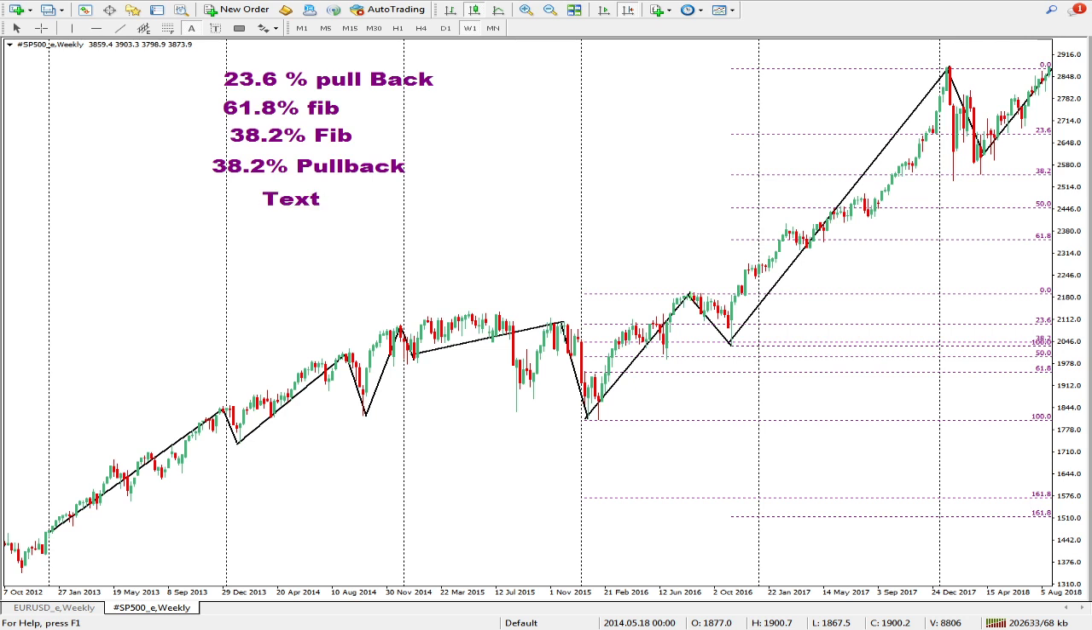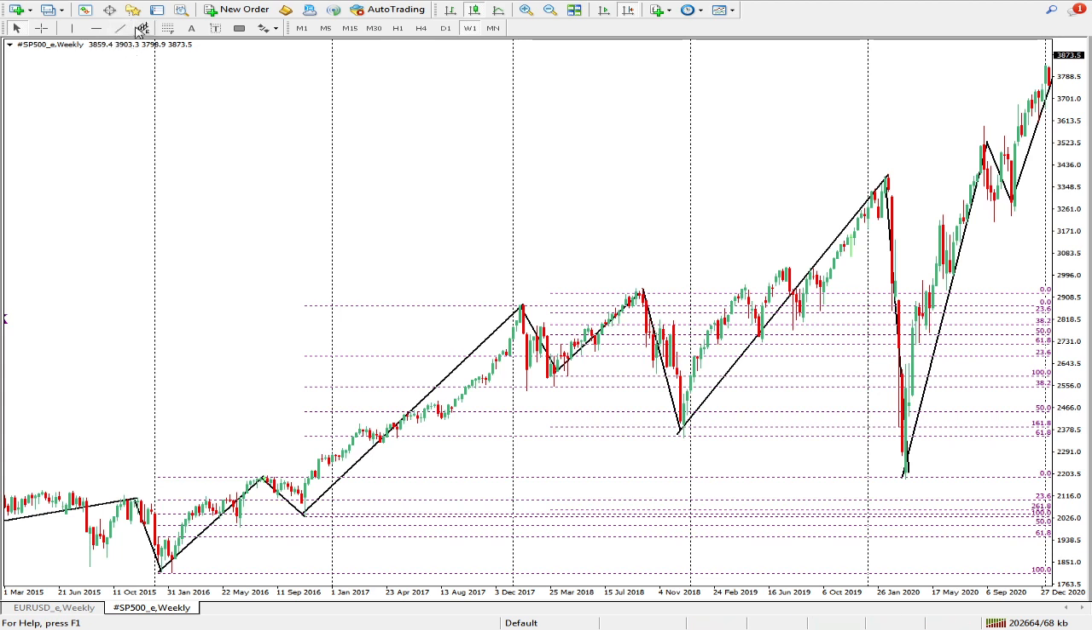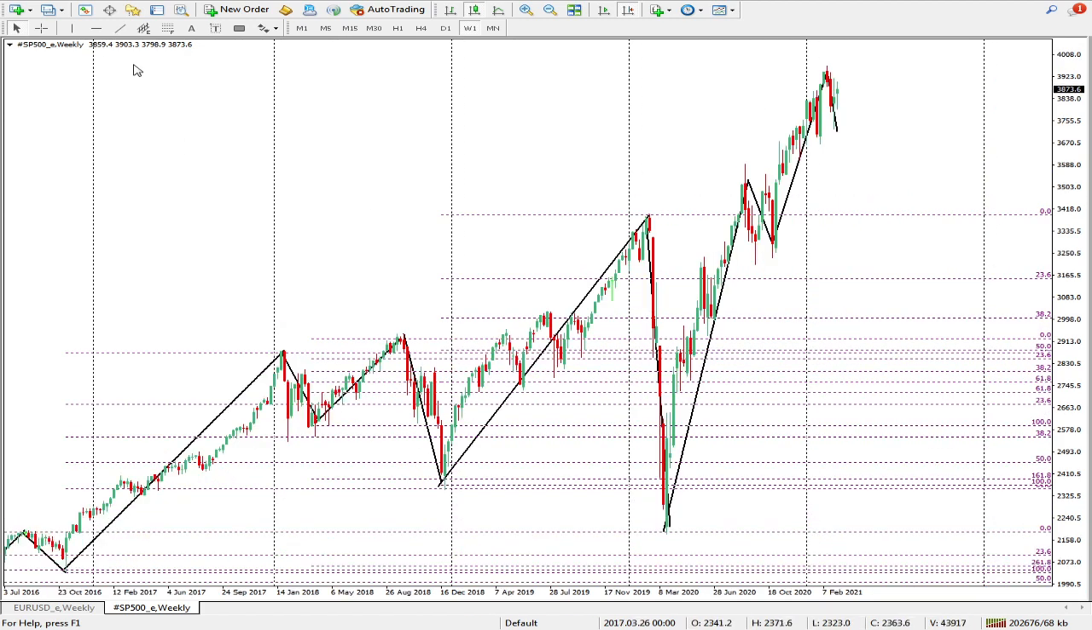38.2% fib retracement. And then we have a case where the price pulled back actually up to negative. So this is the first one where it went negative. Then this is the next time it actually went negative. In this case, it went below where we started. The other case also went below where we started. And then we have this where it pulled back normally to 23.6%.